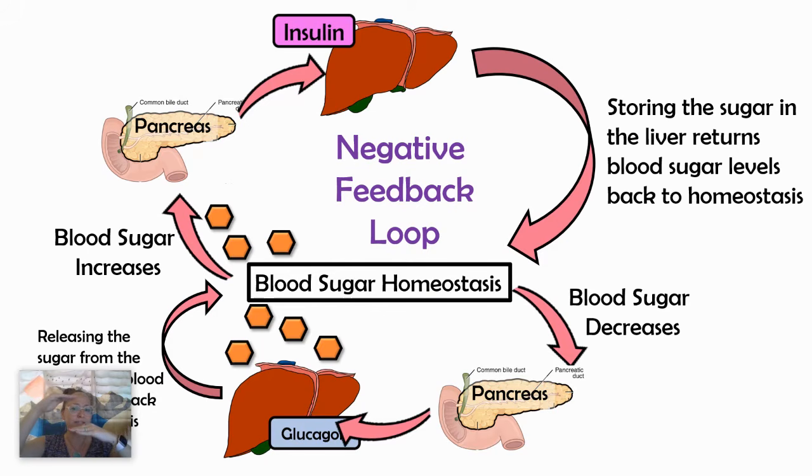We want to decrease that. So we want to make it more negative. We want to bring that back to homeostasis. Or if our blood sugar drops too low, we want to decrease this gap or the amount of stimulus. We want to decrease it and make it more negative and bring us back to homeostasis. So that's kind of why it's called a negative feedback loop.